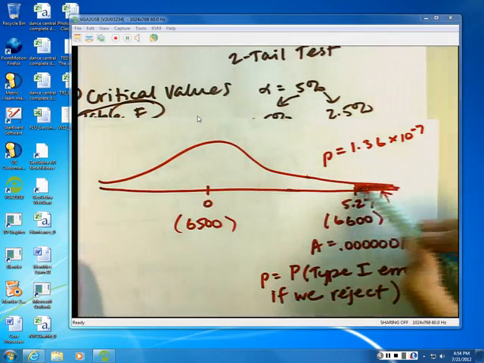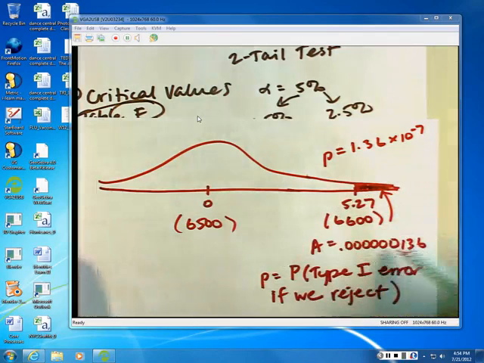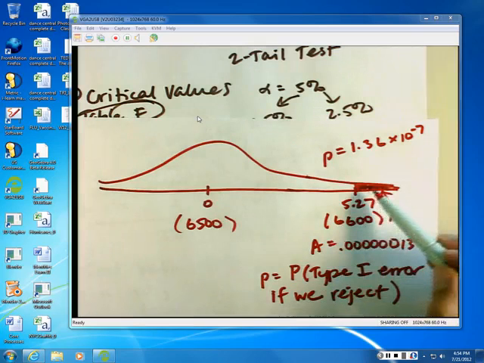So I'm only going to reject this percentage of the time. I'm only going to reject 0.000000136 out of that whole area. So that becomes the probability of a type 1 error. So is it significant? Oh yeah, because it cuts off just a teeny tiny tail. I've really exaggerated that here.